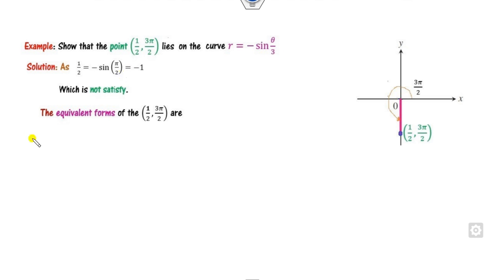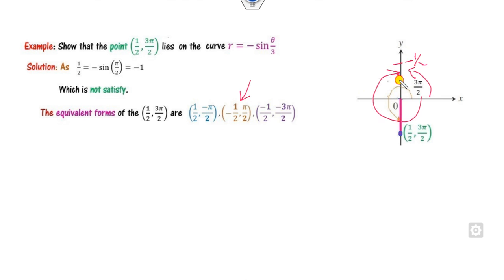How can you write the polar coordinates? When r is positive, what is the angle of this? It is minus pi by 2. Fine. So what is the other one? If you take the opposite of this, it is minus half. What is the angle of this? This is a positive angle. It is plus pi by 2, and the other is minus 3 pi by 2. So you can see it is minus half. The positive angle is here, and the negative angle is on this side.